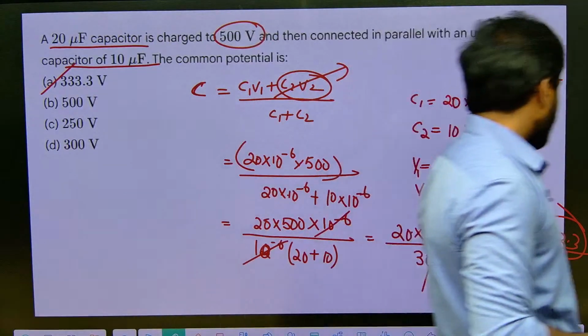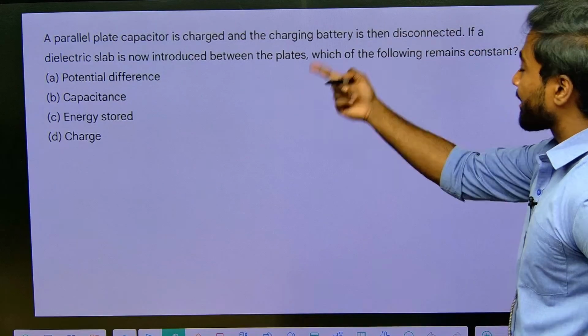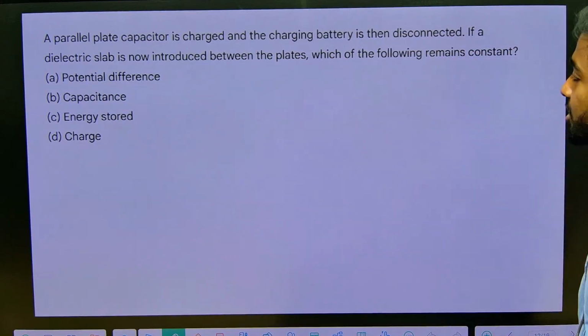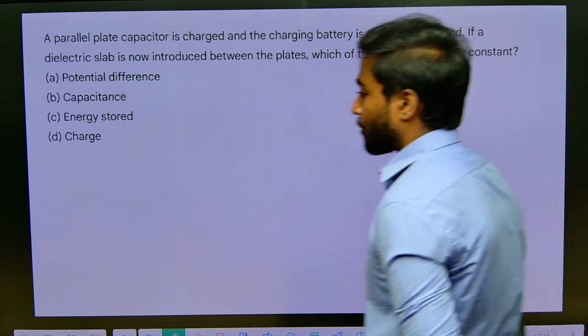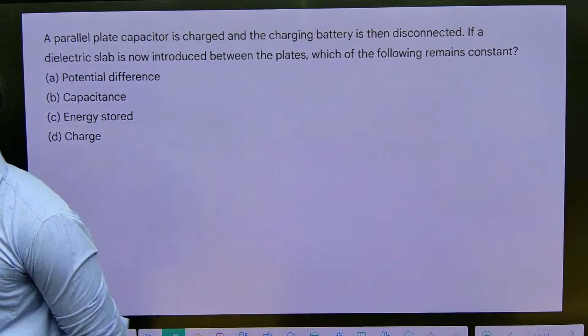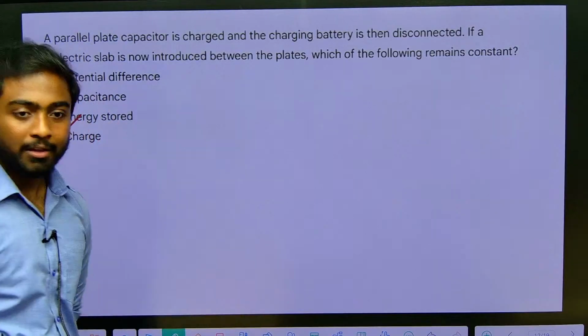Got it? So the next question. A parallel plate capacitor is charged and the charging battery is then disconnected. If a dielectric slab is now introduced between the plates, which of the following remains constant? The potential difference, capacitance, energy stored, or the charge. So what is the answer for this question? Yes, the charge will be the answer. That's the correct answer. Okay.